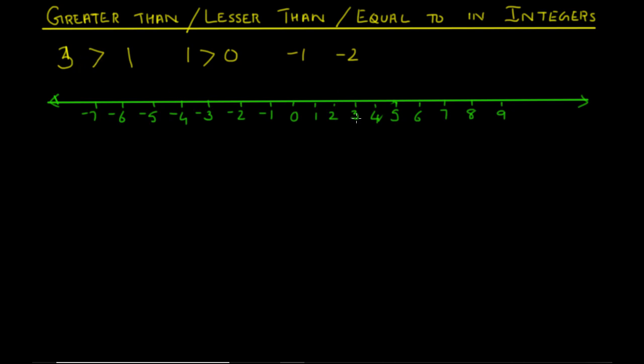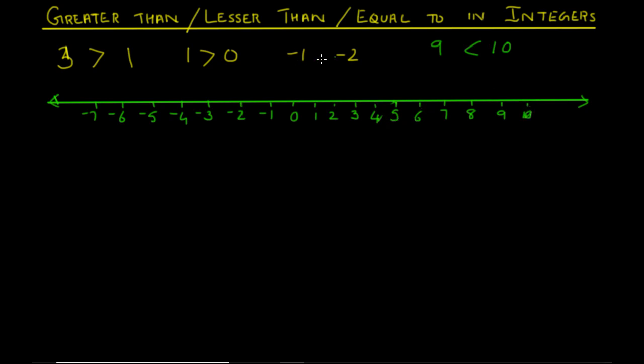So we all know that 3 is greater than 1. You see that 3 is here and 1 is here. So 3 is greater than 1, and therefore we have a greater than symbol out here. 1 and 0: we have 1 here, 0 here, so 1 is greater than 0. Let's take another example, like 9 and 10. We have the number 10 here, so 10 is greater than 9.